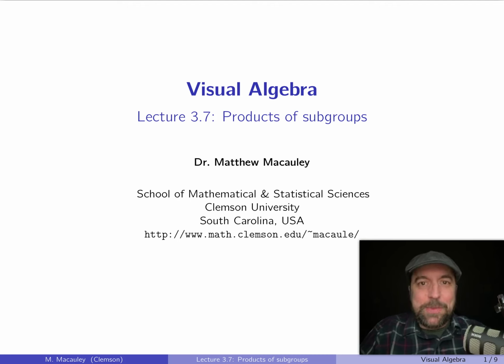Welcome to Visual Algebra Lecture 3.7, Products of Subgroups. We'll begin this lecture by understanding when the product AB of two subgroups, A and B, is a subgroup. One sufficient condition is that one must normalize the other. If AB isn't a subgroup, then it's an algebraic object called a double coset.